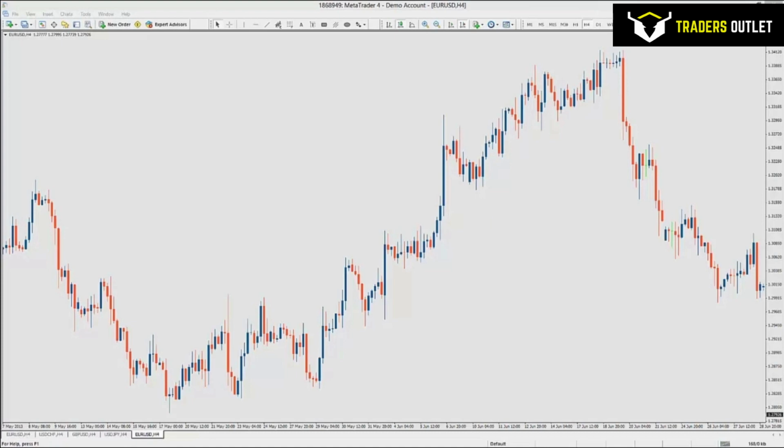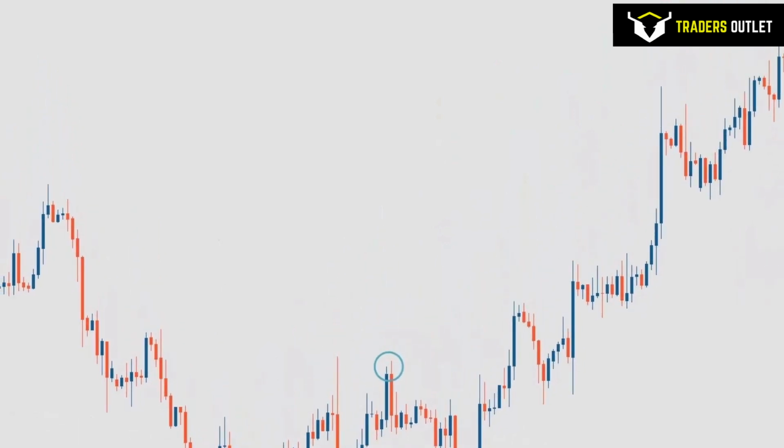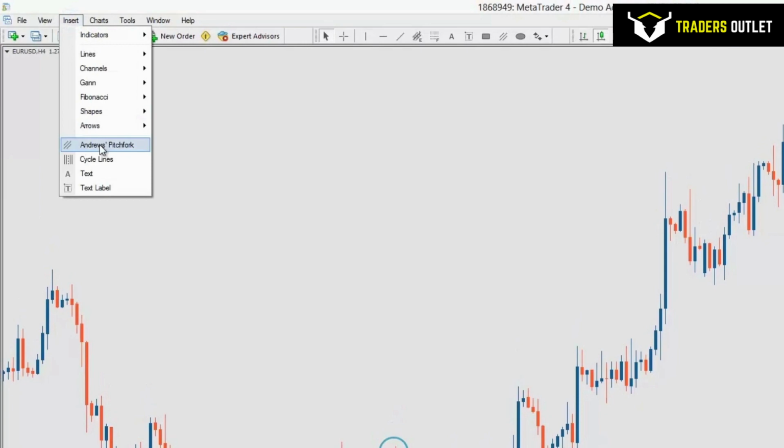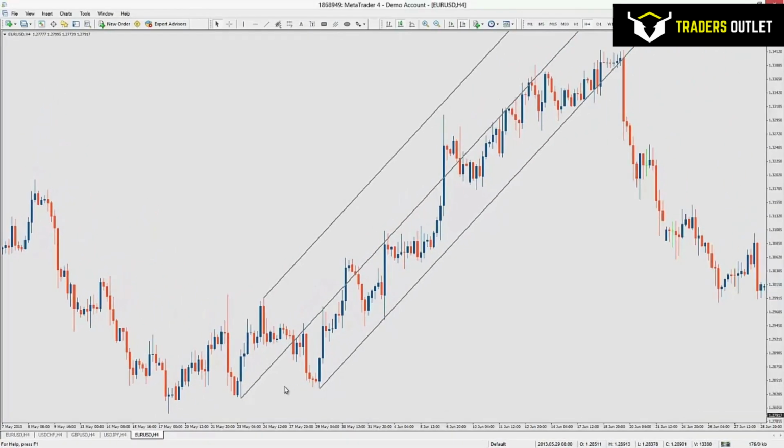For example, using MetaTrader 4, we can draw Andrews Pitchfork by identifying 3 swing points in the market. Once they have been identified, go to Insert, select Andrews Pitchfork, and then click on the first swing point, then the second swing point, and finally the third swing point. As you can see, the indicator has now plotted the pitchfork on your chart.